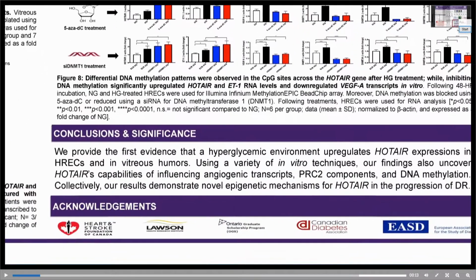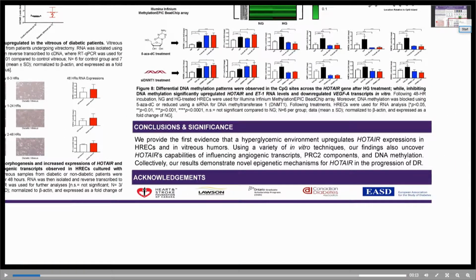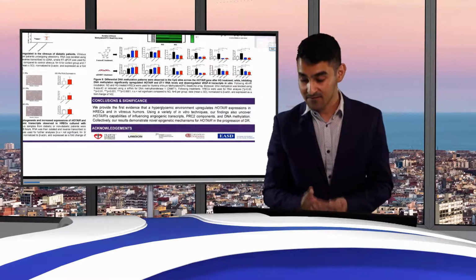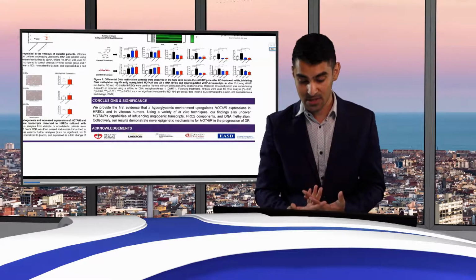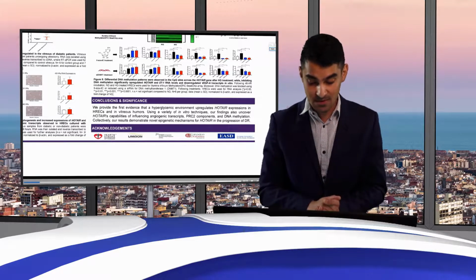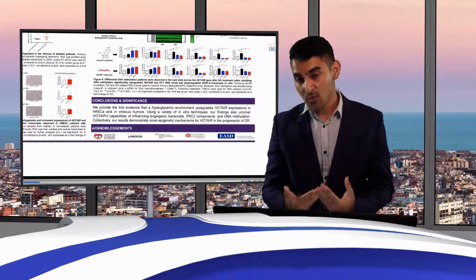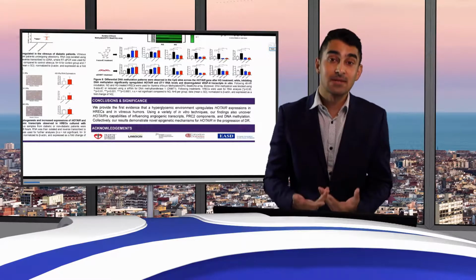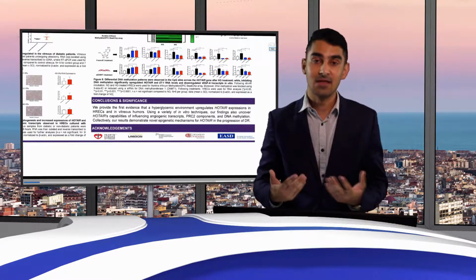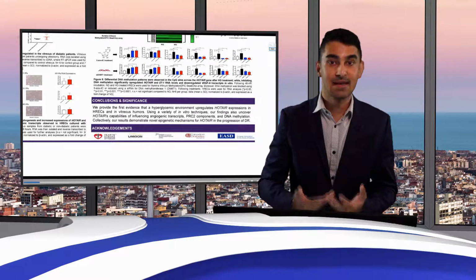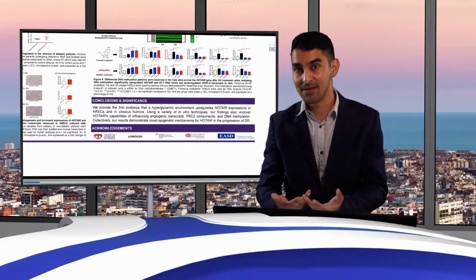Overall, we show for the first time that a hyperglycemic environment upregulates HOTAIR expression in human retinal endothelial cells and in the vitreous humors of diabetic patients. We hope that our findings will encourage further discussion and further research into the role of long non-coding RNAs and their involvement in the progression of diabetic retinopathy.